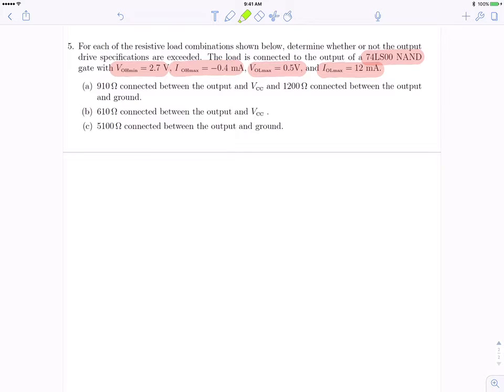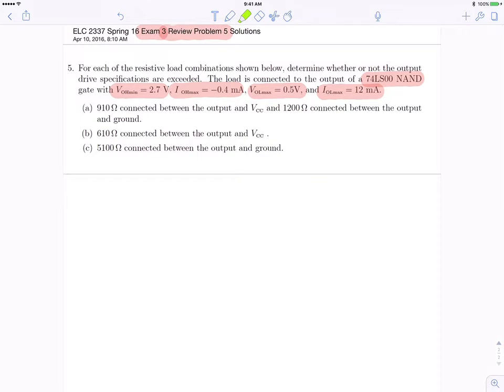Okay, so you can think of the current specifications as being the litmus test. So we'll set up the problem to include the worst case output voltage conditions, check the current output under those conditions. Okay, so let's get started. In the first case, we're going to look at 910 connected to VCC and 1200 connected to ground. Okay, so let's draw that circuit.